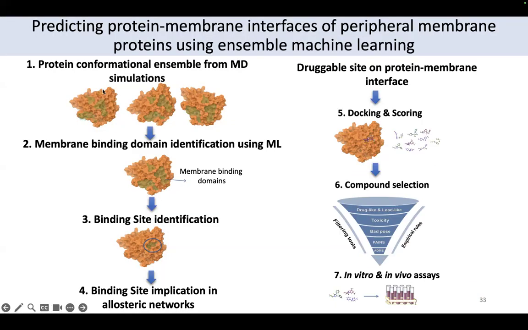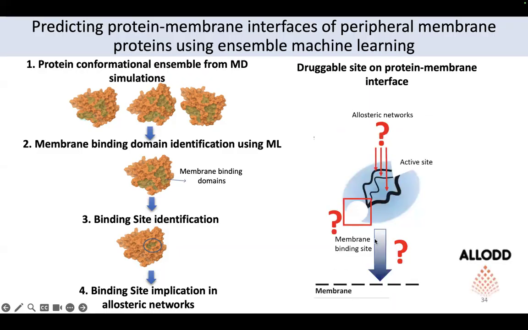So basically, in our workflow here, we start with an ensemble of molecular dynamics simulations, but a small ensemble. It doesn't have to be the extensive one that I showed before. Then we do membrane binding domain identification using machine learning. We proceed with binding site identification and whether the site is allosteric, and then we do docking and scoring, compound selection, and in vitro assays. Essentially, we want to predict what the protein membrane interface is, what is a site that is druggable on the membrane protein interface, and whether this site is communicating allosterically to the active site.